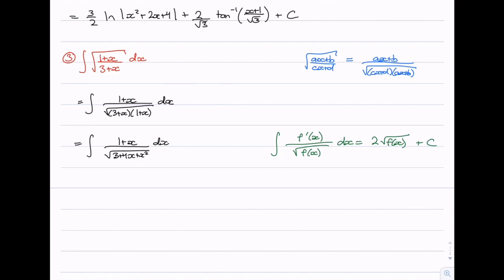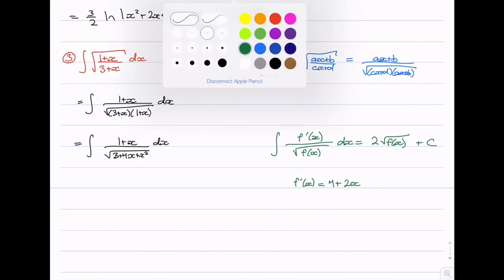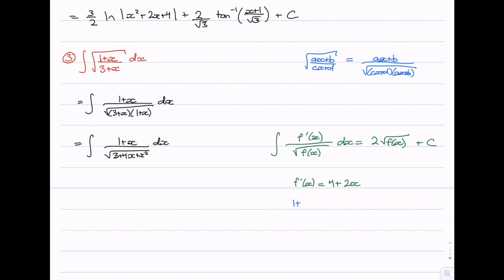So, in our case, we have f of x is 3 plus 4x plus x squared. So that means our derivative, f dash of x, is going to be 4 plus 2x. Now, I want to somehow involve f dash of x in my numerator. So I need to write 1 plus x in a certain way, which involves 4 plus 2x. So this is what we need. We need 1 plus x to be equal to some constant a times the derivative, 4 plus 2x, plus a remainder b, which has to be a constant.